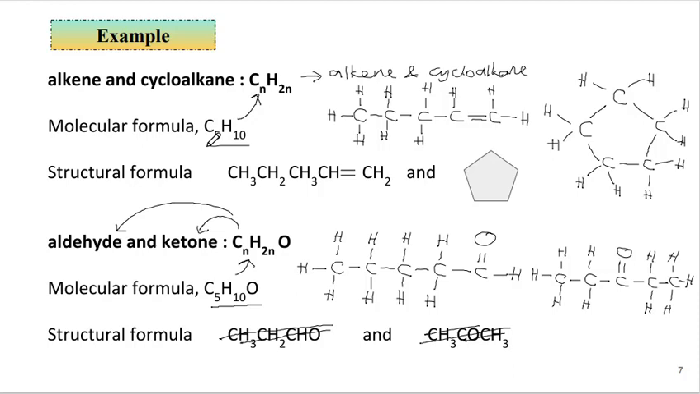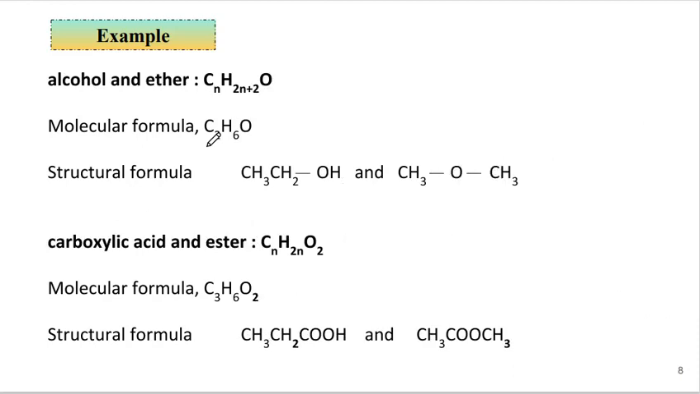Okay, so there you go. The two functional group isomers with molecular formula C5H10O involve the classes of compound aldehyde and ketone. Okay, next we look at another example.